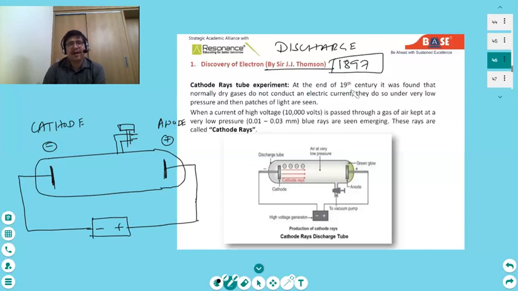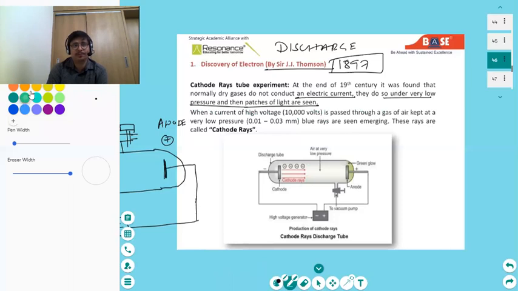Okay. So at the end of the 19th century, it was found that normally dry gases, which means not having moisture in them, do not conduct electric current. That's why in summertime, when there is less moisture in the air, current does not pass. Otherwise, in summer, we would get electric shock near the electric source. But they do so under very low pressure, and patches of light are seen. That is the experimental part. So it is seen at extremely low pressure. That's why the suction pump was there to generate extremely low pressure.